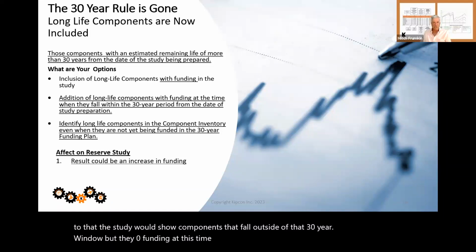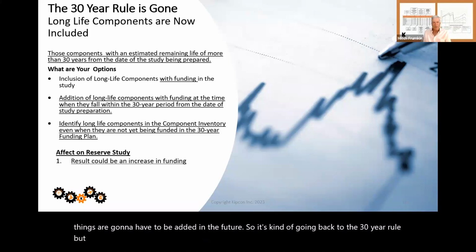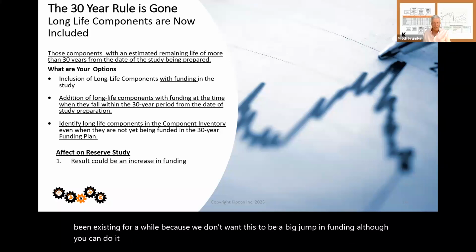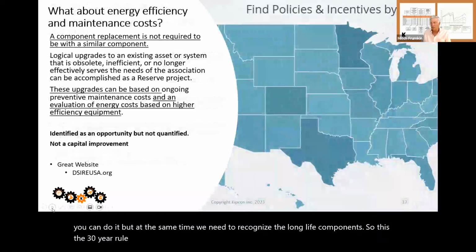But then the association can see and know that these things are going to have to be added in the future. So it's kind of going back to the 30-year rule, but taking out the 30-year rule, primarily related to communities that are older, that have been existing for a while, because we don't want this to be a big jump in funding, although you can do it. But at the same time, we need to recognize the long life components. So the 30-year rule is gone with a little asterisk next to it.